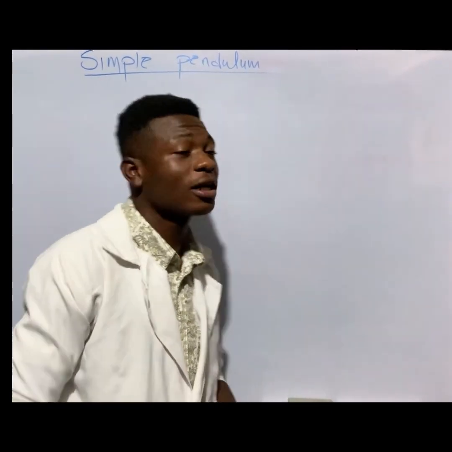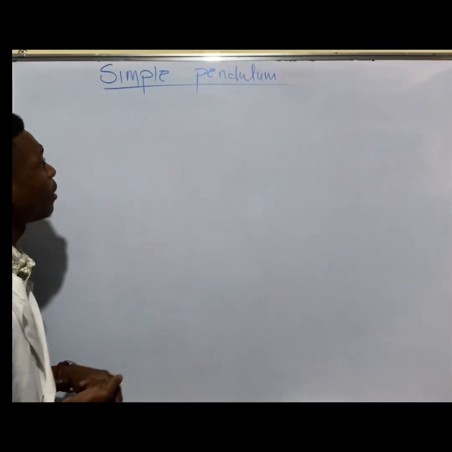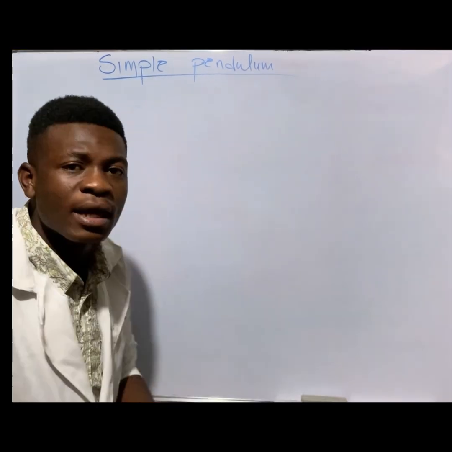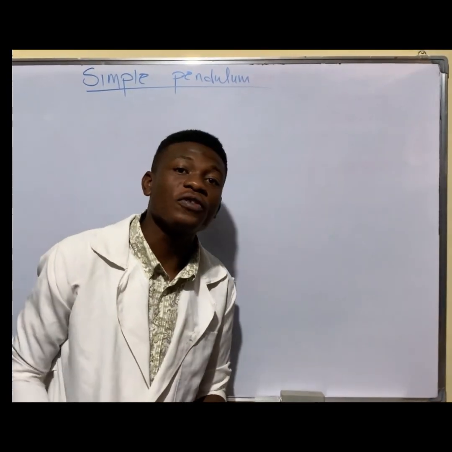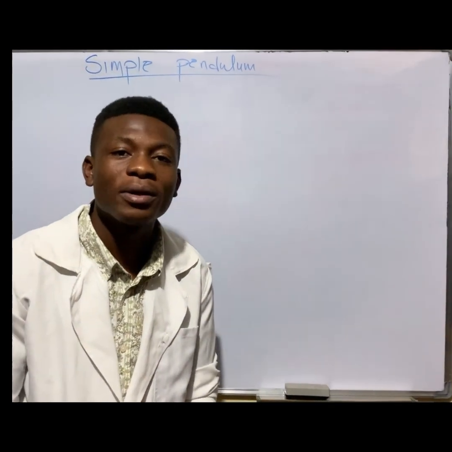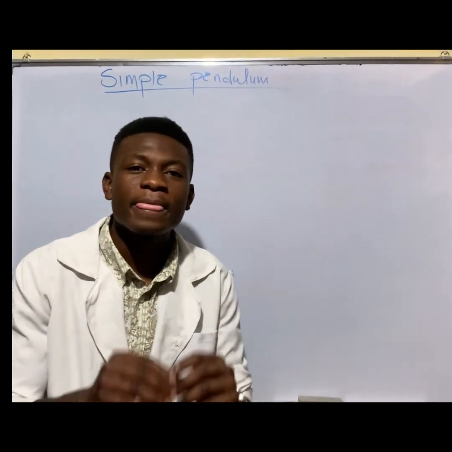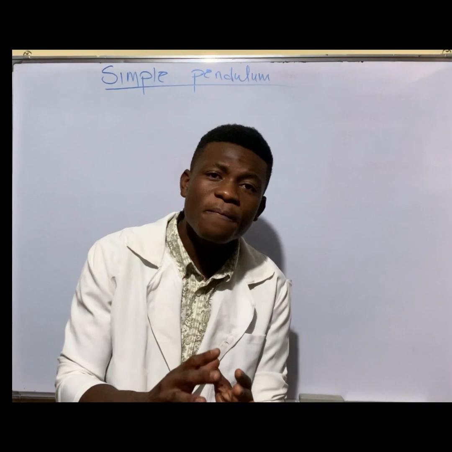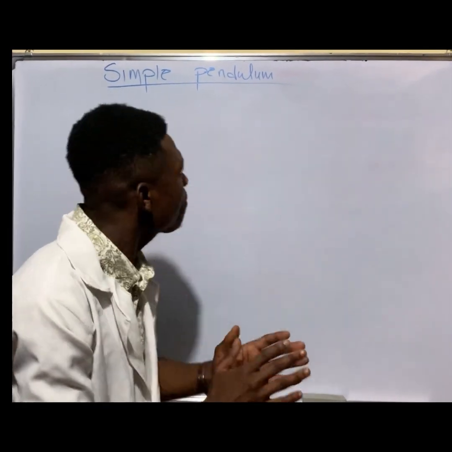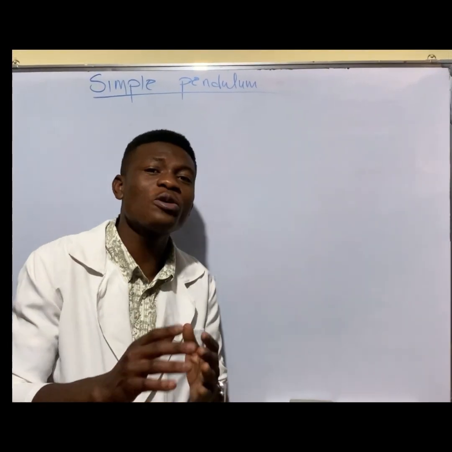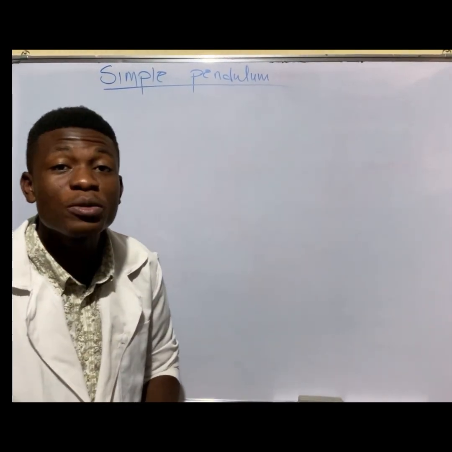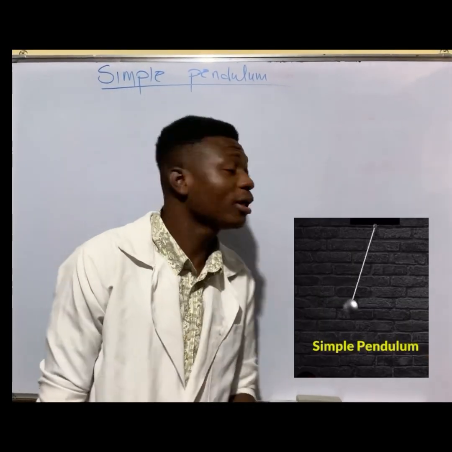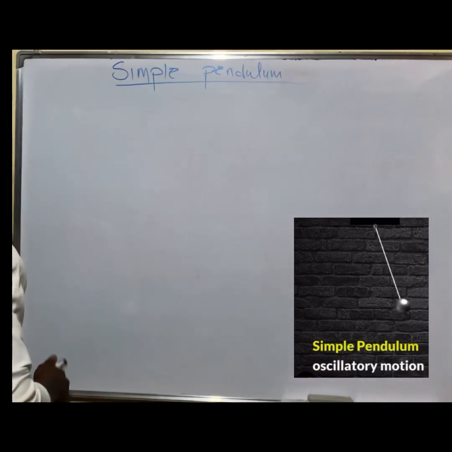All right, let's check. What is a simple pendulum? A simple pendulum is a device that is made of a string and a bulb. It is used to measure time. A simple pendulum is just an instrument that is made up of a bulb and a string. It is used to measure time.